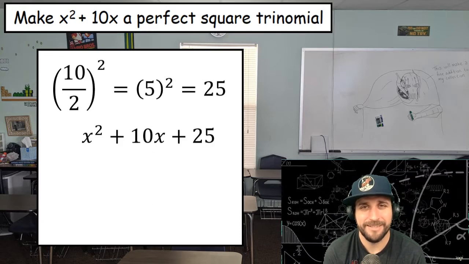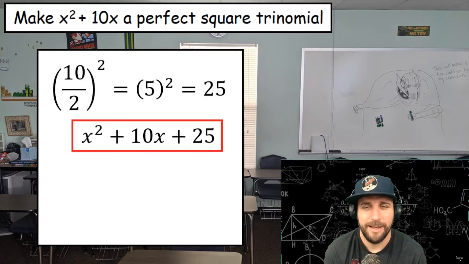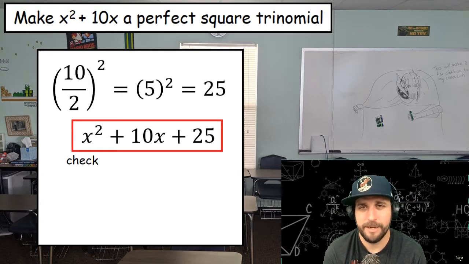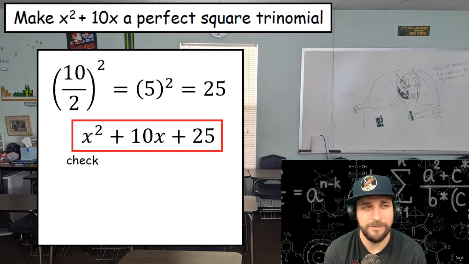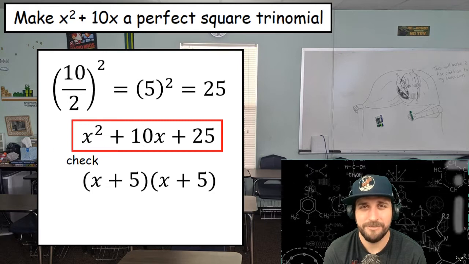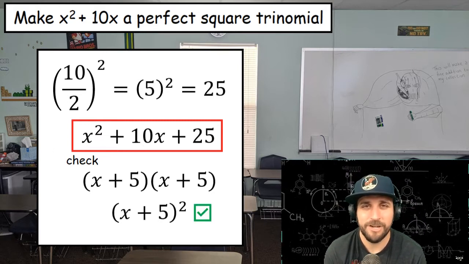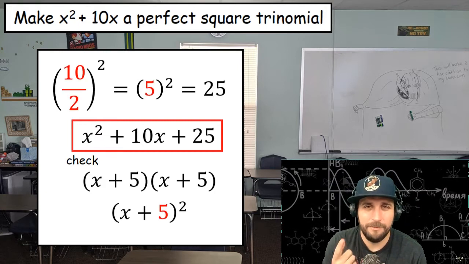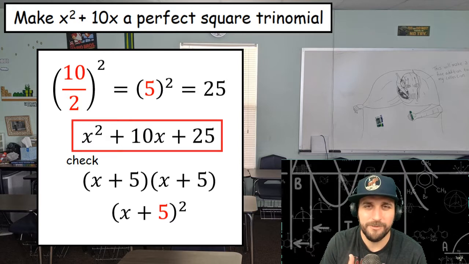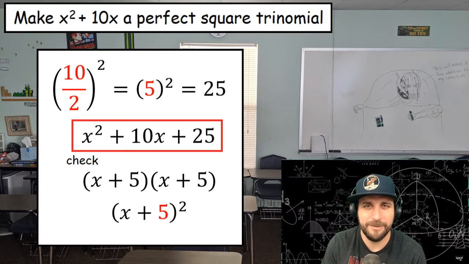X squared plus 10x plus 25 is a perfect square trinomial. To check it, and for practice, because we'll be factoring later, if I factored that, it would factor into x plus 5 times x plus 5, so x plus 5 squared. So it was a perfect square trinomial. If you notice, that 5 was our b divided by 2 before we squared it. 10 divided by 2 was 5, and then we squared it to make it 25.